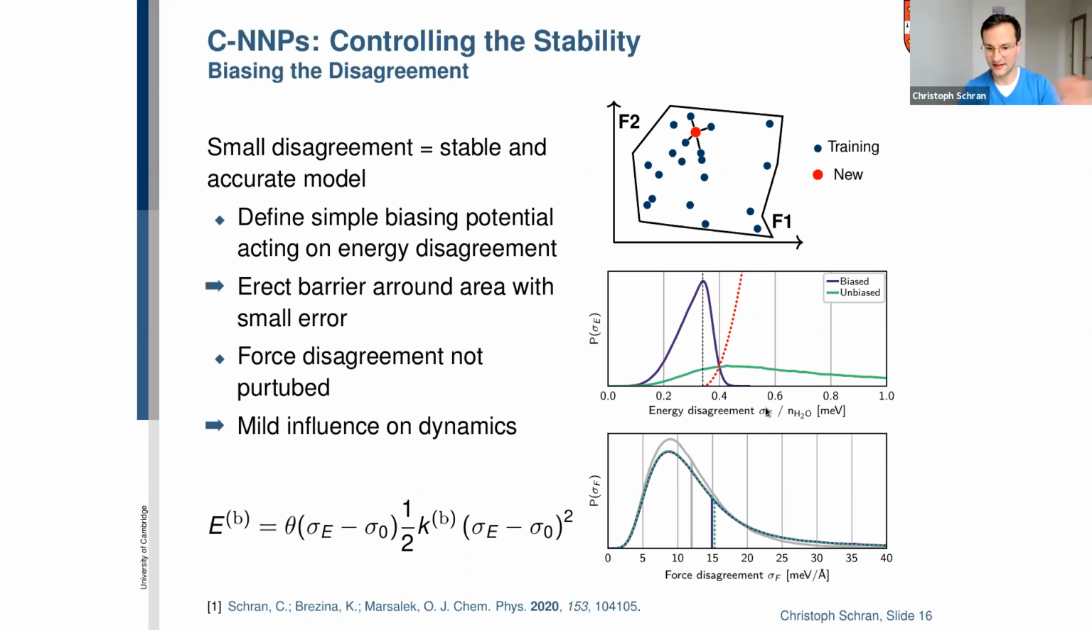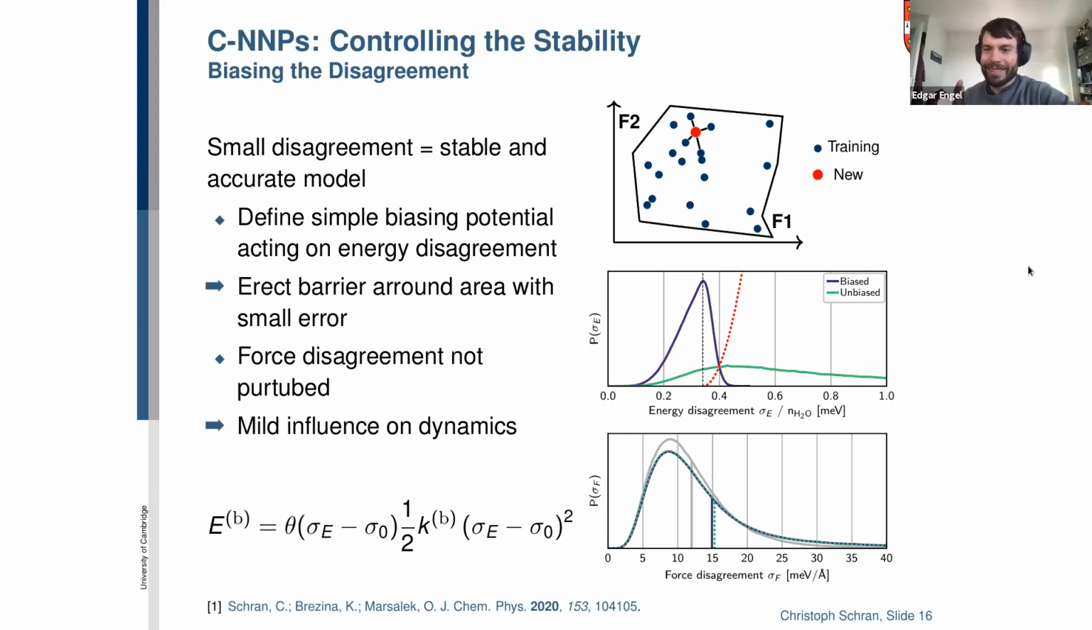Maybe a final comment on this, because it seems to raise a lot of questions. I wouldn't really apply this biasing of the committee disagreement for your final production runs, but it's rather a tool that you can use in order to explore new phases that you haven't yet included in your model. And I totally agree with your statement.